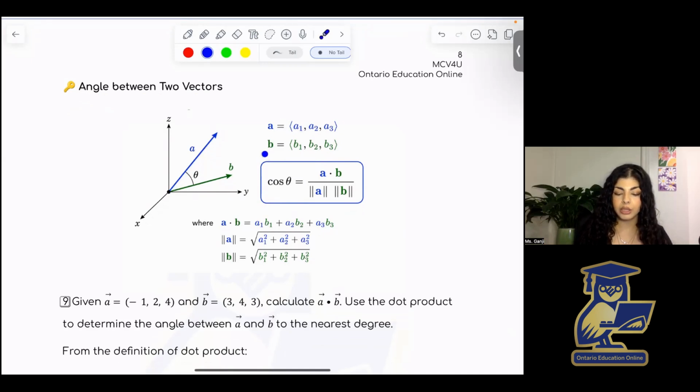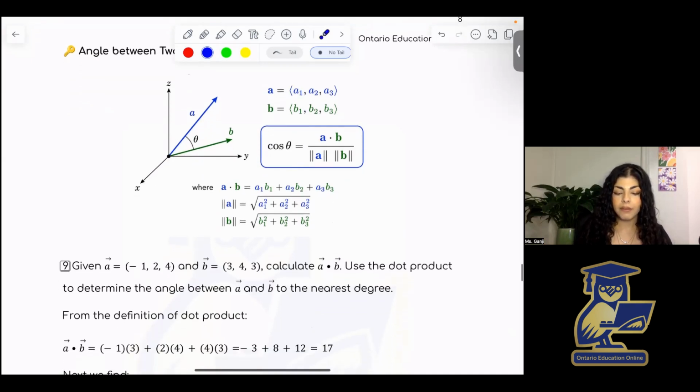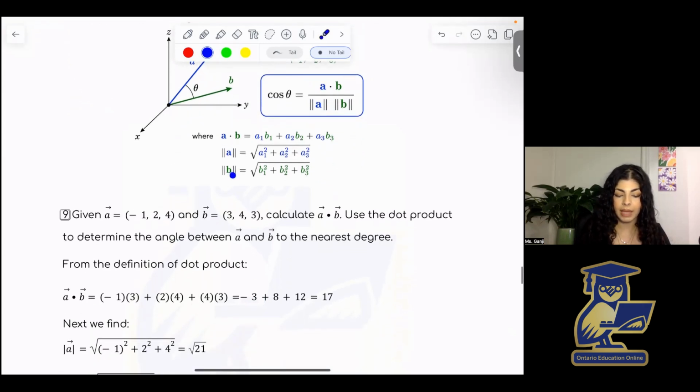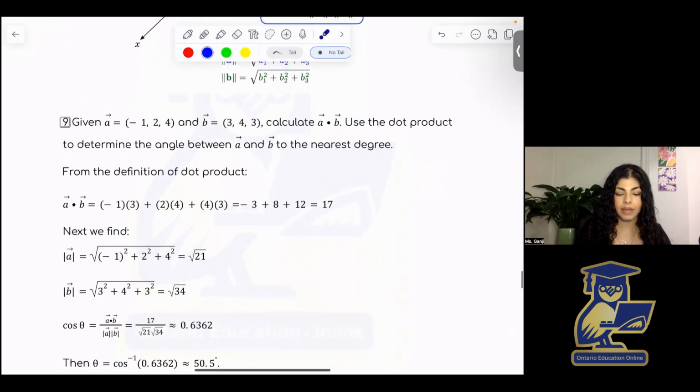So given two vectors A and B, we can find the angle between them. We start with cosine of theta from the definition of the dot product, which is the dot product of A dot B, divided by the magnitude of A and the magnitude of B. And remember, the magnitude of A and B is just the square root of each of the terms squared and added together. So for example, given A and B here, we're asked to calculate A dot product B.